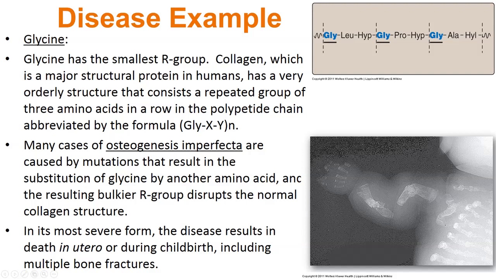And so the most severe forms of osteogenesis imperfecta is where you see those types of mutations, where you substitute glycine for some bulkier amino acid. Once again, this is also called brittle bone disease, and in the most severe form, death is going to occur either in utero or during childbirth, so the process of childbirth itself will break the bones in the baby. So you'll get these massive fractures, and that's kind of what's going on here. All these bones are broken, and then you also get the bleeding that goes along with that.